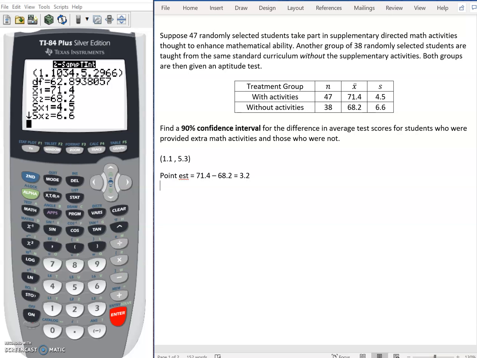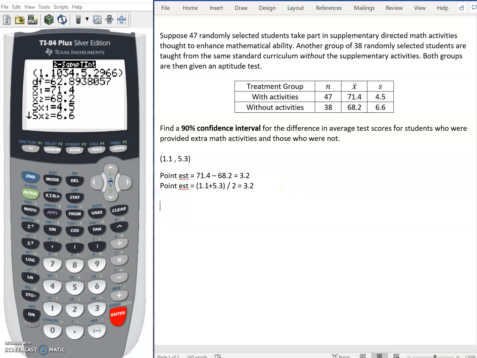The other way to do it is to use our upper and lower bounds and take the average of those. So 1.1 plus 5.3 and then divide by 2. And again, we should get 3.2. So those are two different ways to find the point estimate. The first way we could also have found from our table. We have those X bar values.